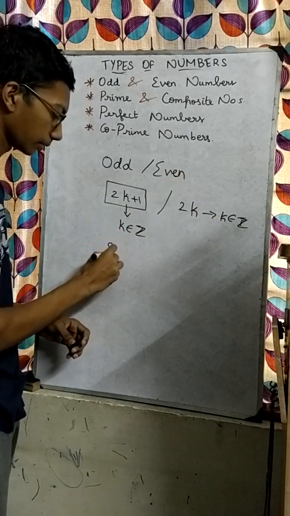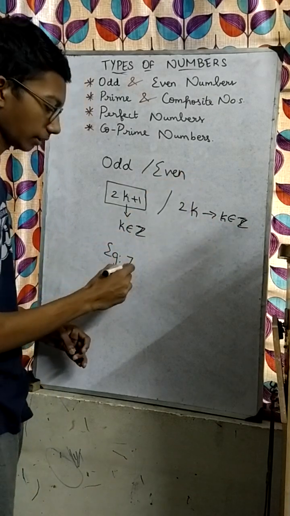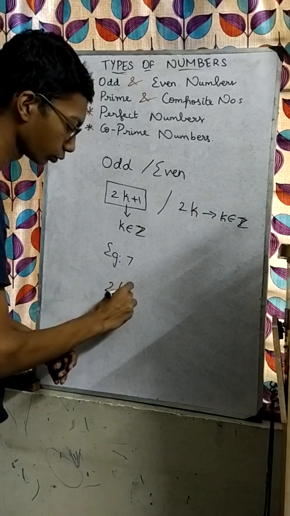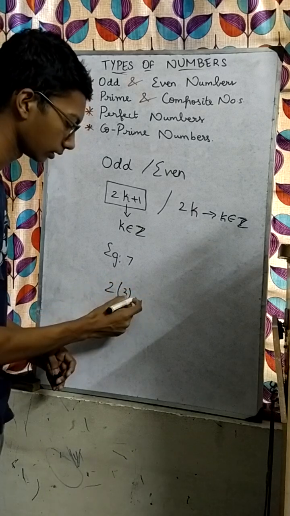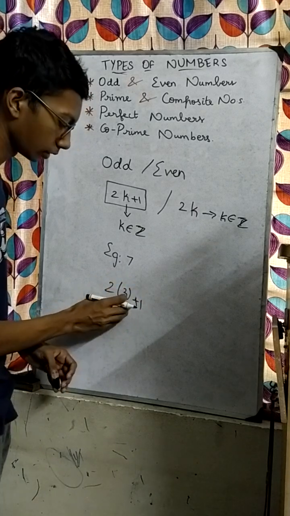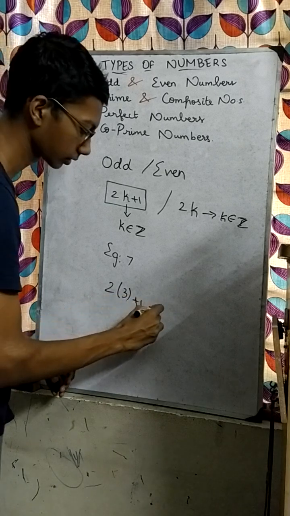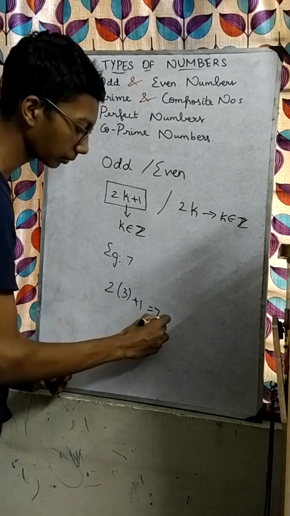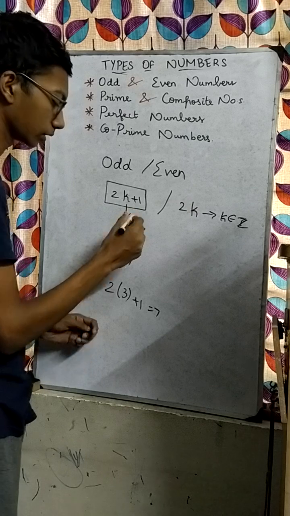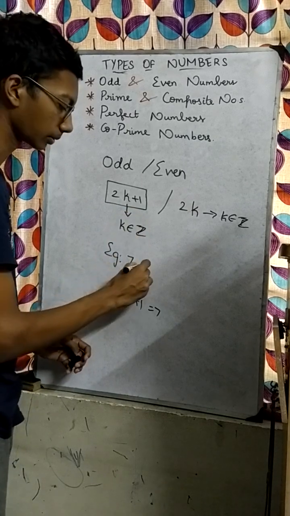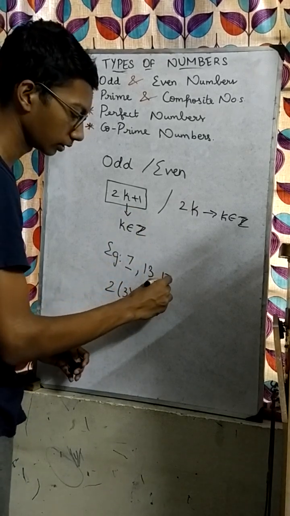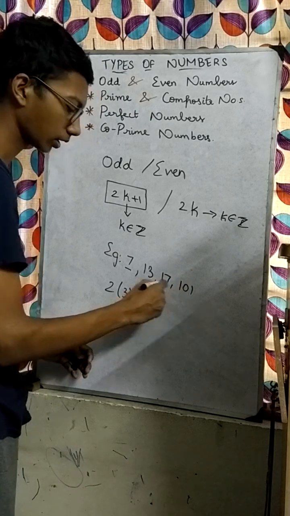Let's say we have an example, let's say 7. 7 can be written as 2 times 3 plus 1, and 3 is an integer here, so 6 plus 1 gives 7. So 7 can be written in the form of 2k plus 1, so 7 is an odd number. Some other examples are 13, 17, 101 like that.